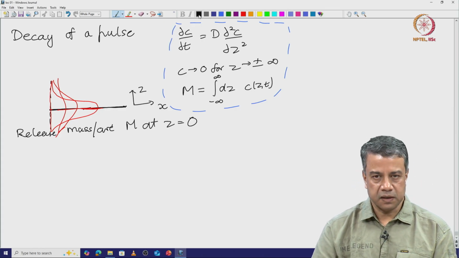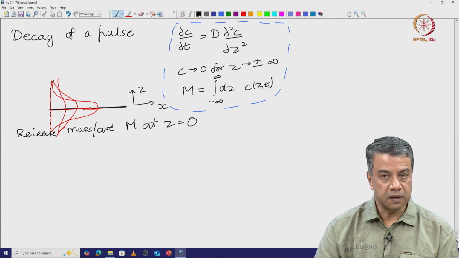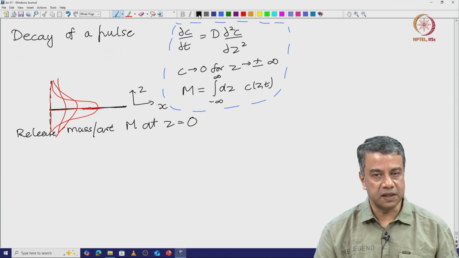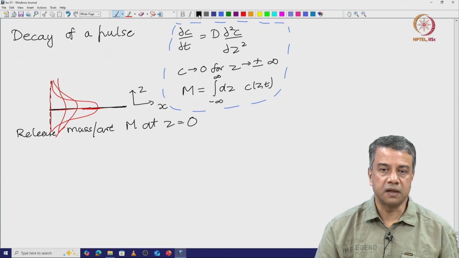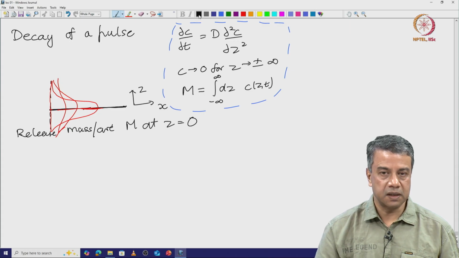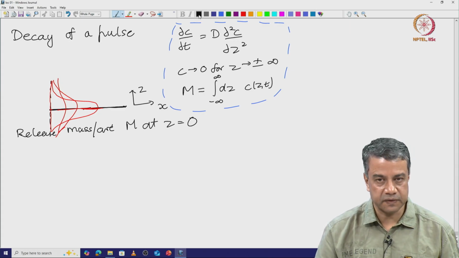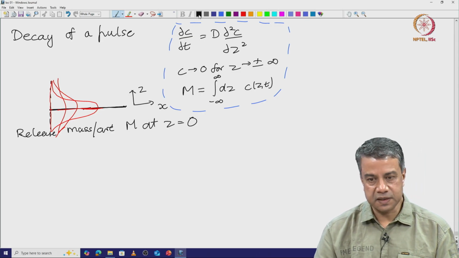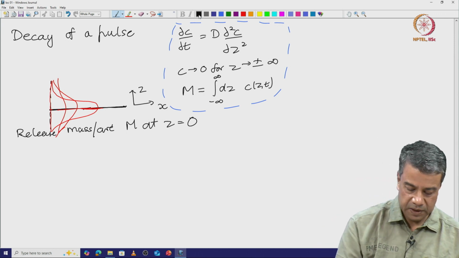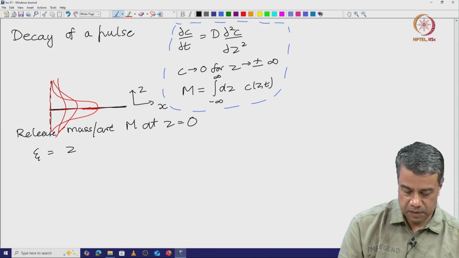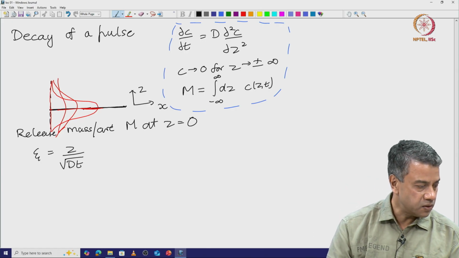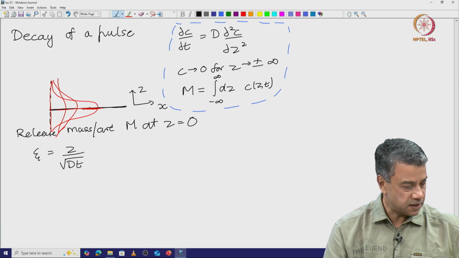Once again, there is no length scale in the problem. You are releasing the mass within an infinitesimal interval, interval tending to 0, and then you are applying boundary conditions at plus or minus infinity. So, what that implies is that I can use a similarity transform psi is equal to z by root of alpha t, because there is no length scale in the problem. I can use my same similarity variable as is.